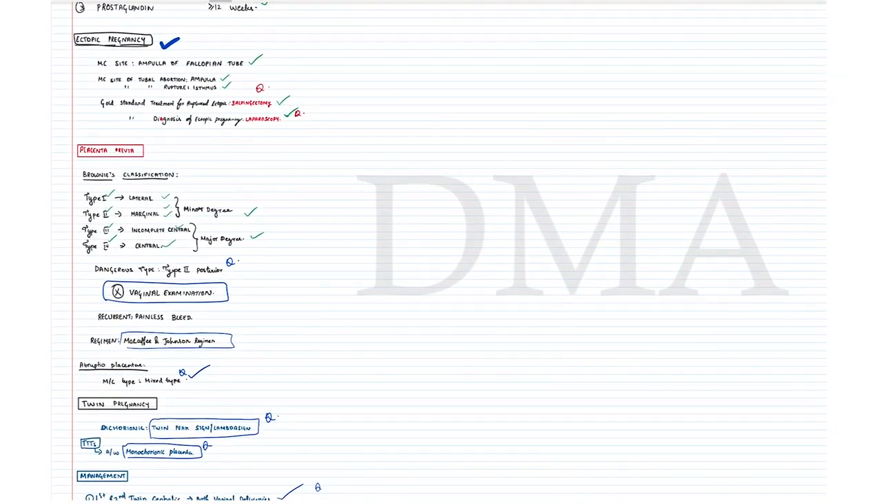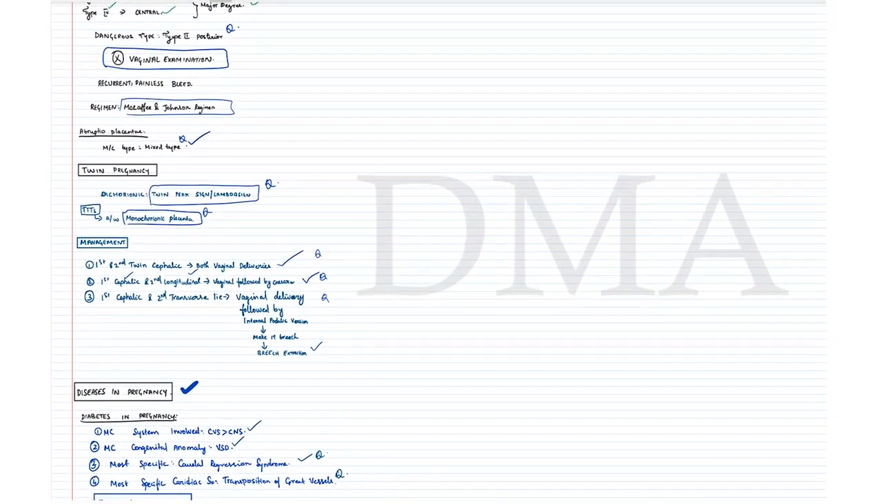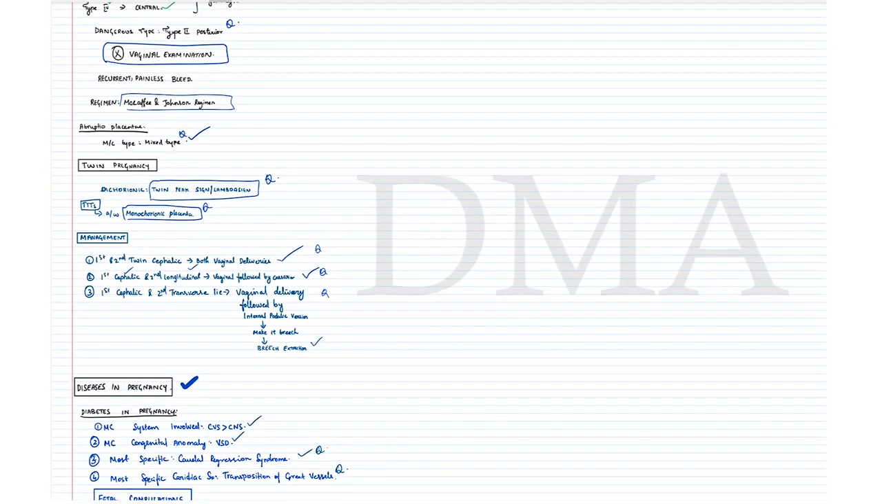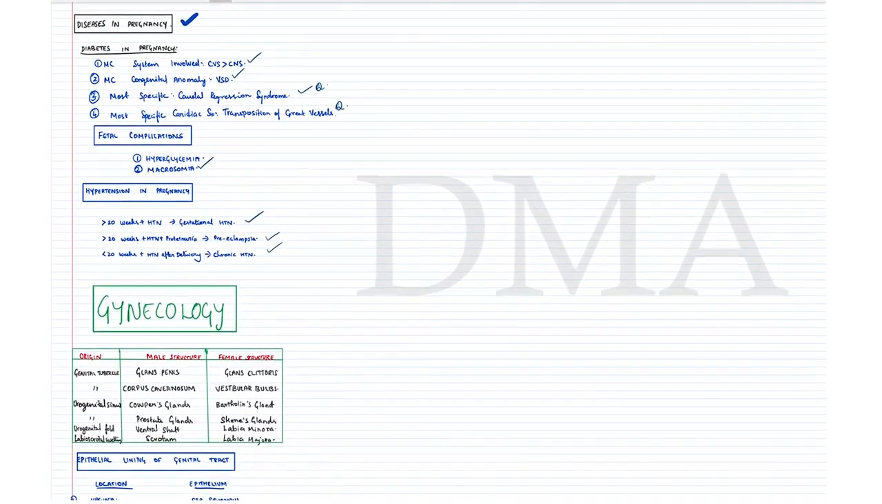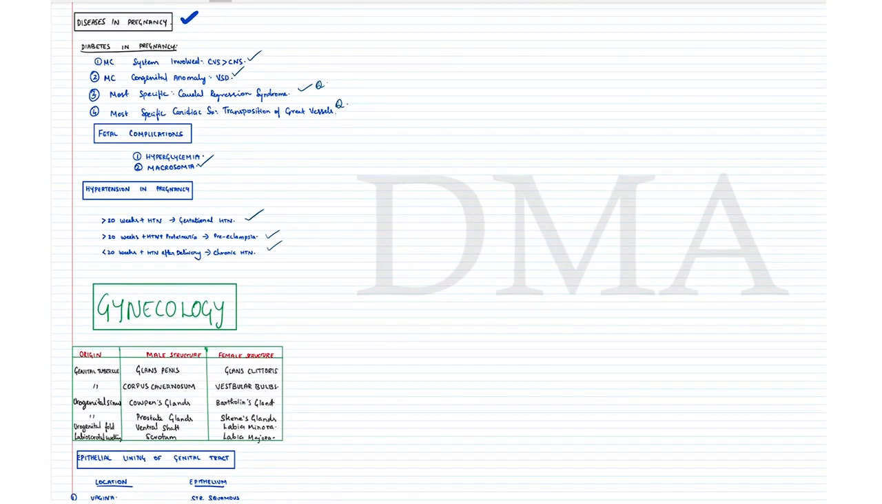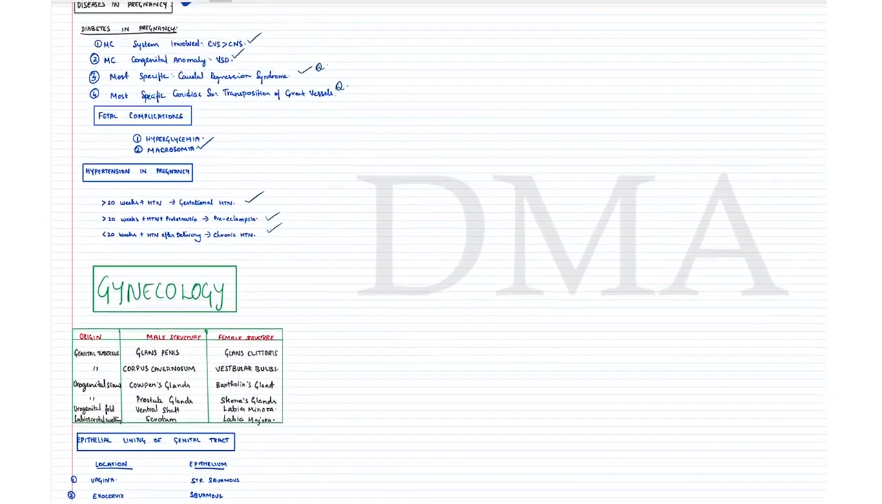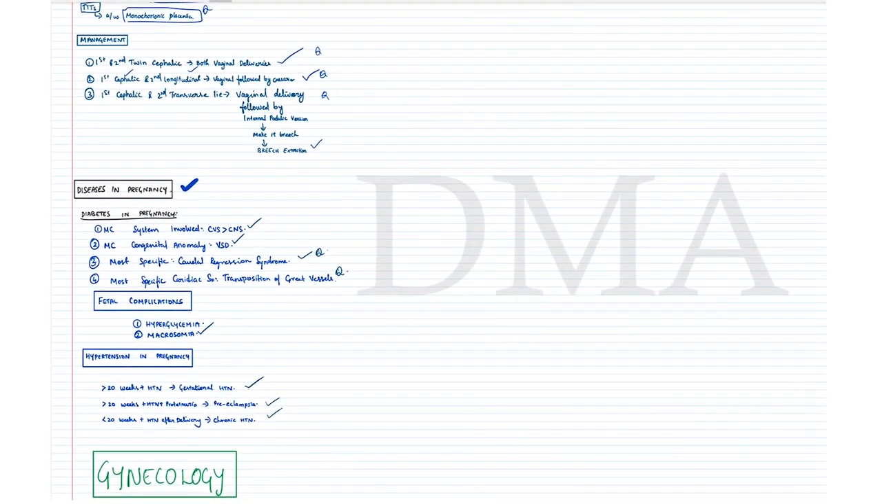Next you have to know the dangerous type of placenta previa, type 2 posterior. That is pretty high yield. Regimen: McAfee and Johnson regimen. And twin pregnancy management is high yield. What sign will you see? Twin peak sign or lambda sign. The disease most specific with diabetes is caudal regression syndrome, and the most specific cardiac anomaly is transposition of great vessels. The most common one is VSD, and the most common fetal complication is macrosomia. So these are the important things about your obstetrics.